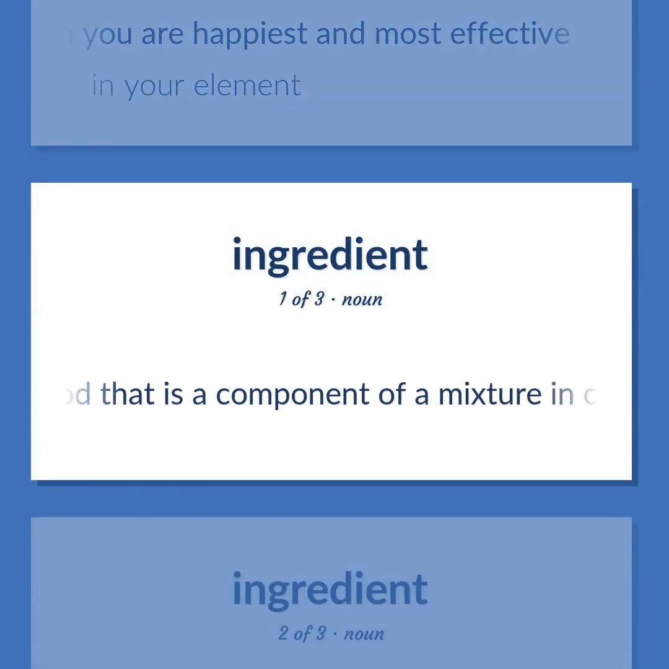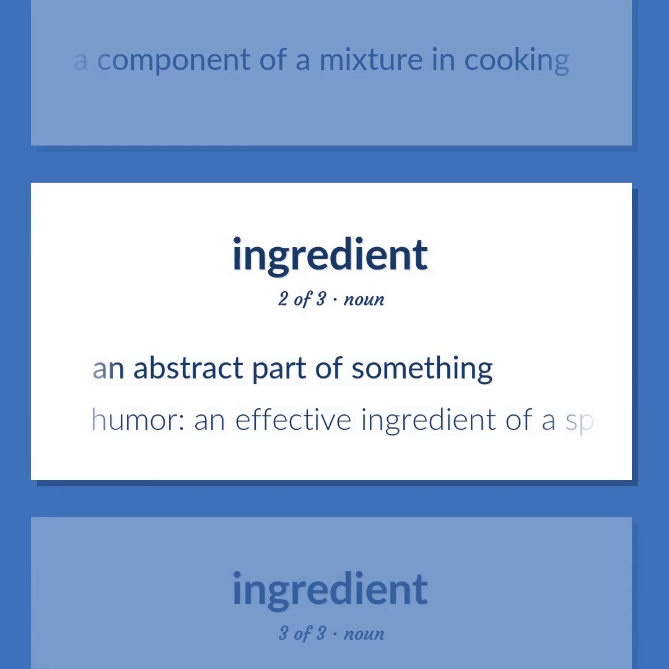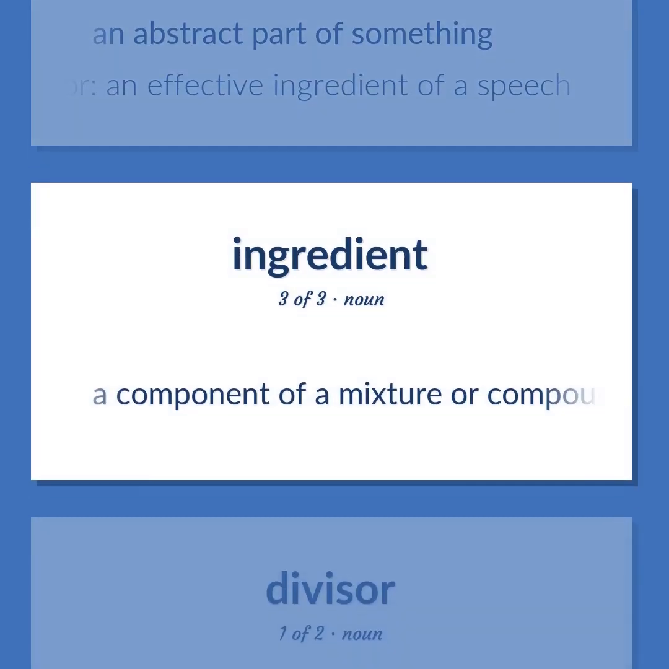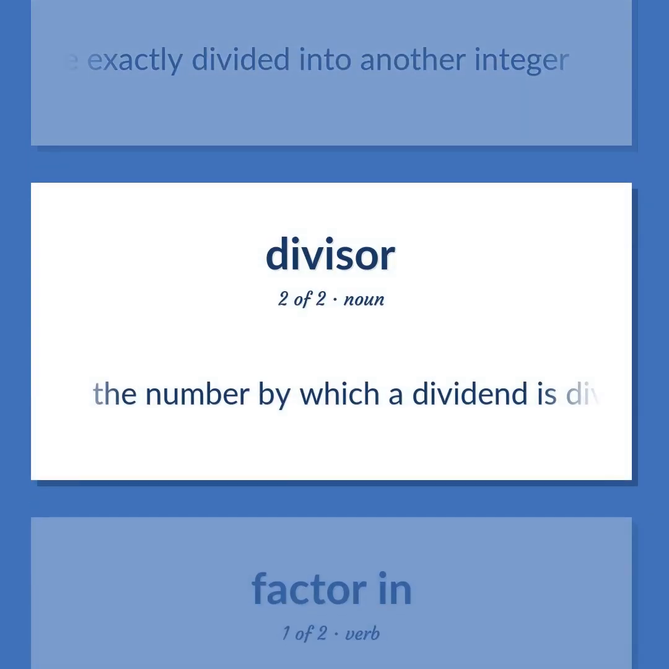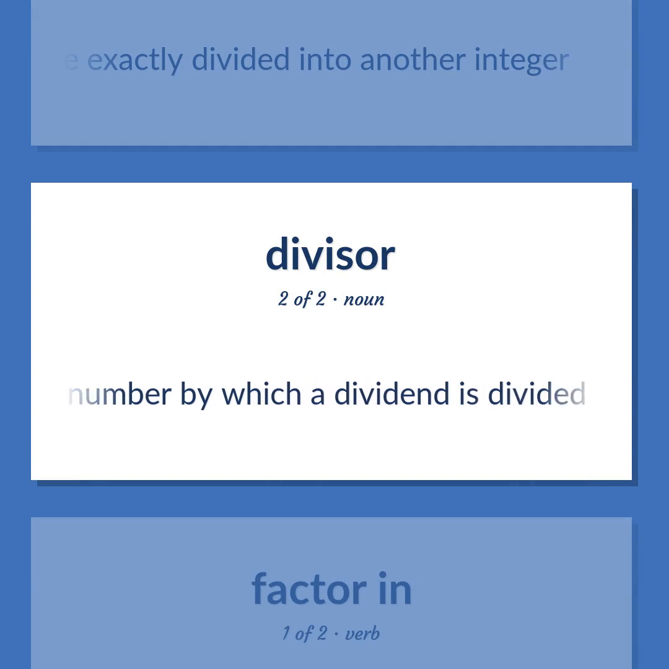Food that is a component of a mixture in cooking. An abstract part of something. Humor. An effective ingredient of a speech. A component of a mixture or compound. One of two or more integers that can be exactly divided into another integer. The number by which a dividend is divided.